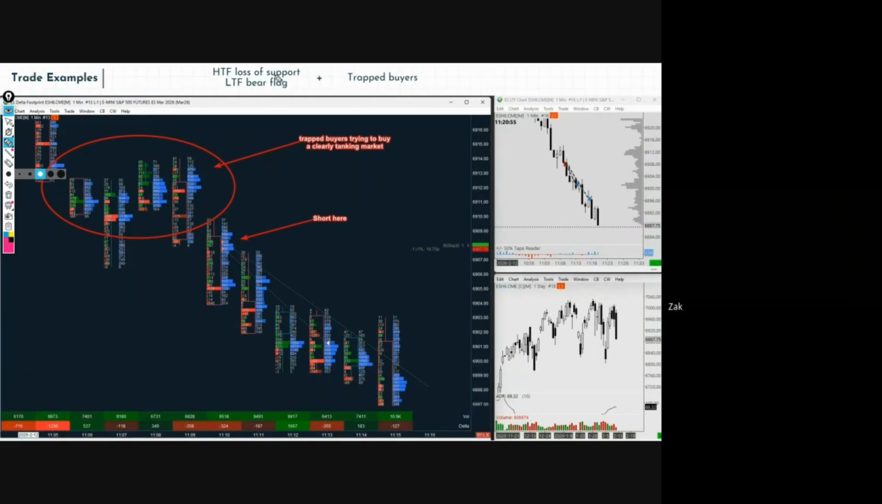So yeah, higher time frame loss of support, lower time frame bear flag, and then trapped buyers is my order flow signal.